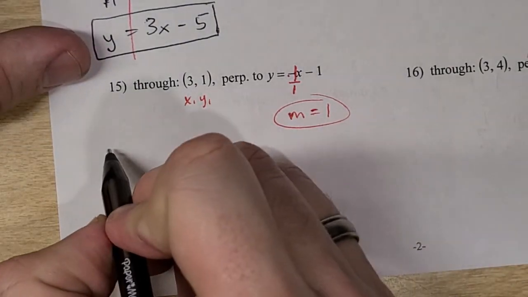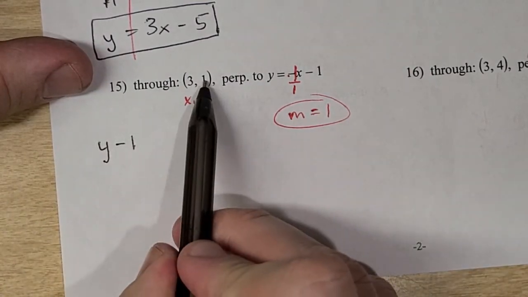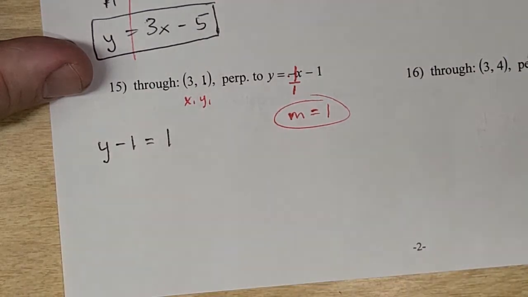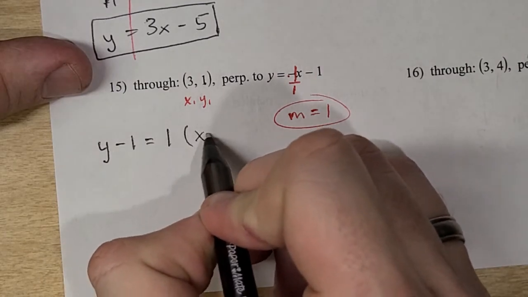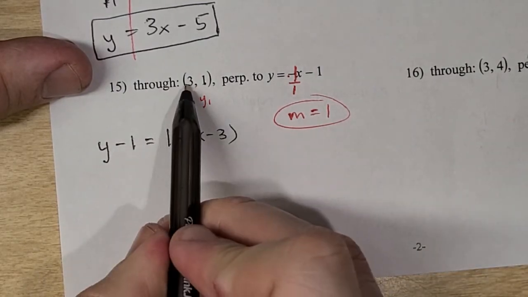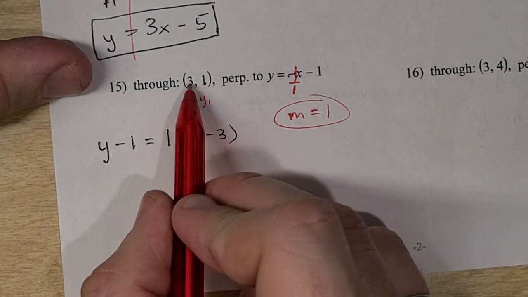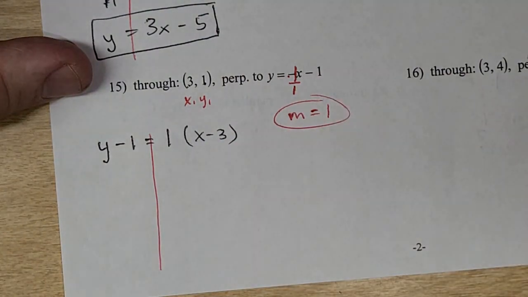Now I'm going to write this in point slope form. So y opposite y1. y1 is positive 1, opposite is negative 1, equals my slope, which we just found out here, times x opposite x1. x1 is 3, so the opposite would be negative 3. Has nothing to do with slope there.